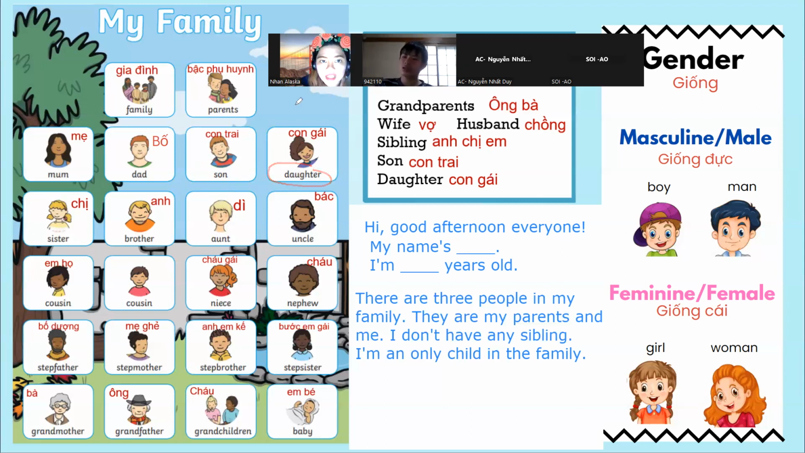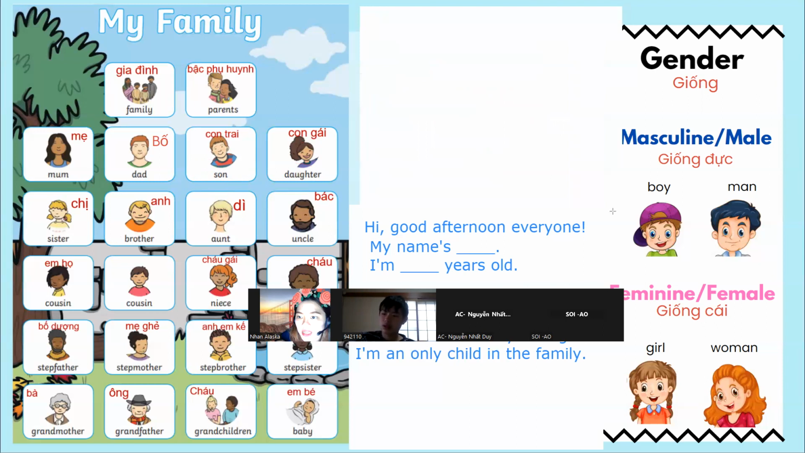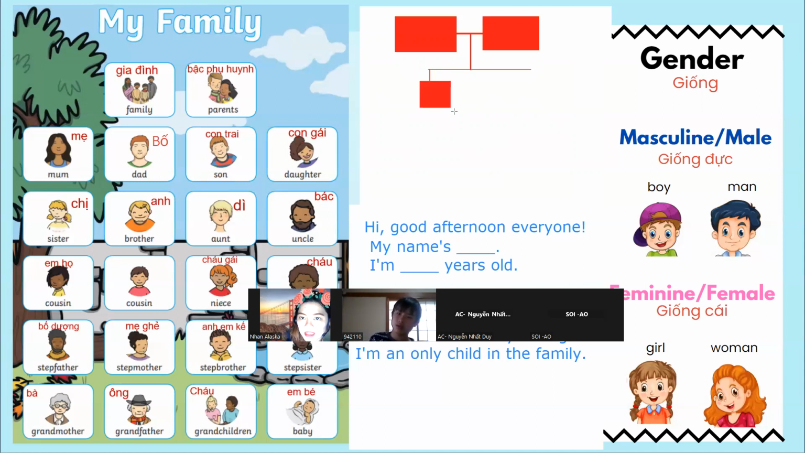So for example, in this case, we are going to have a diagram for you to analyze as well. We are referring to your family tree. All right. For example, this is dad and mom, your mom. Dad and mom. And they have an only child, which is you.